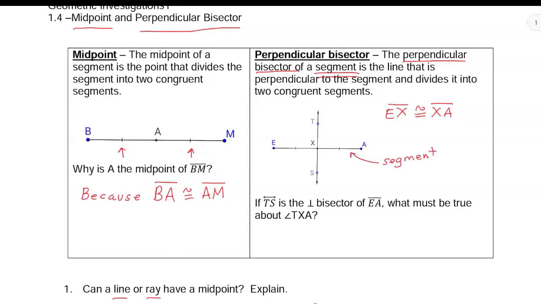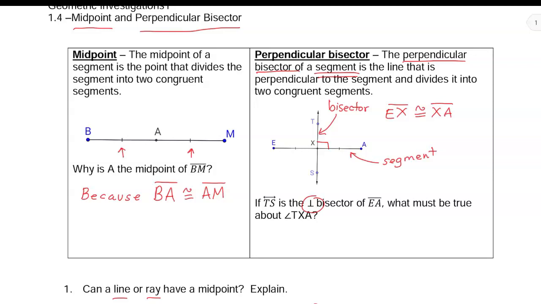And if that's the segment being bisected, what's the line doing the bisecting? Well, the line is TS. This is the bisector, cutting the segment in half. And they're actually telling us it's the perpendicular bisector. So right away, you need to add in the marking for perpendicular. Remember, perpendicular lines make right angles. So you're going to put that little right angle box in the corner there.